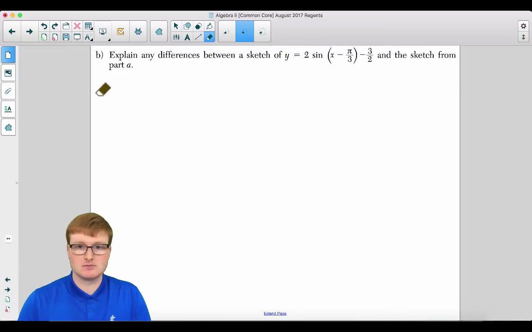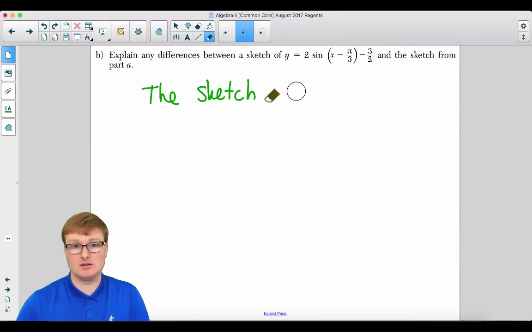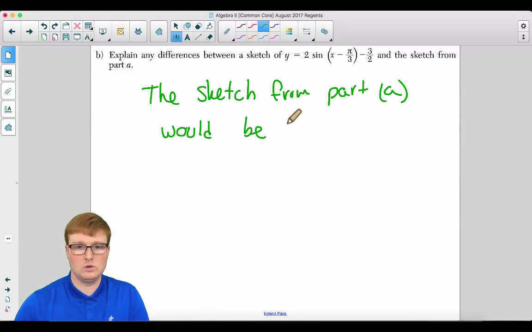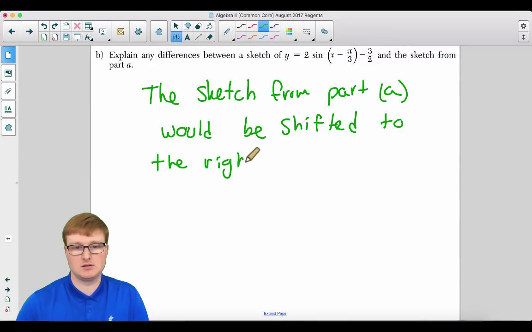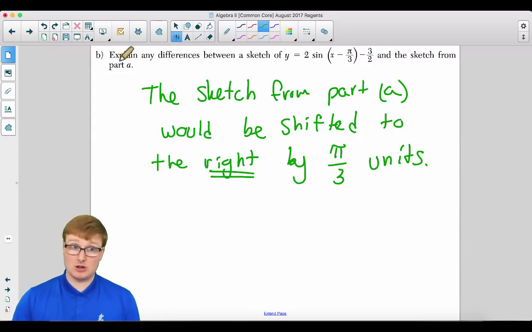So basically what you're going to say is that the sketch from part A, I should be more specific, the sketch from part A would be shifted to the right by pi over 3 units. And that is how you do that part of the question.